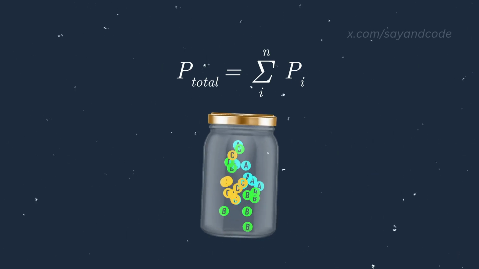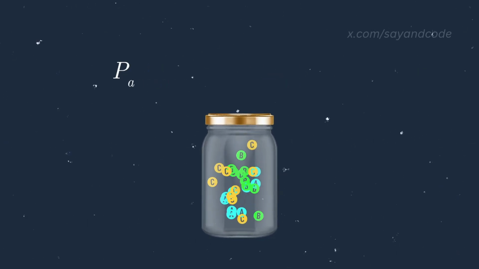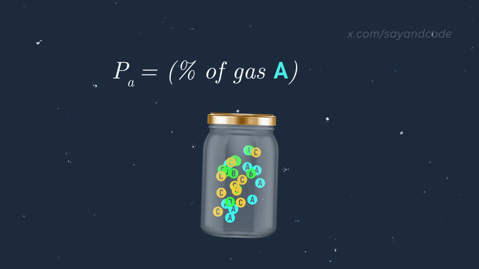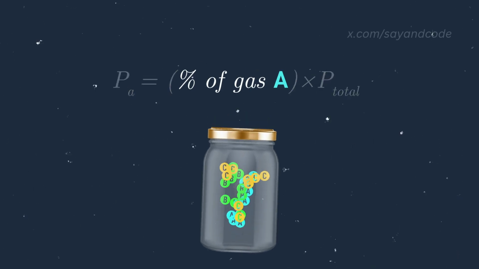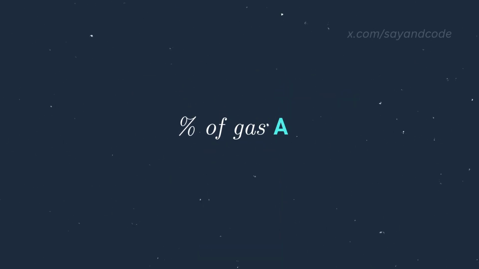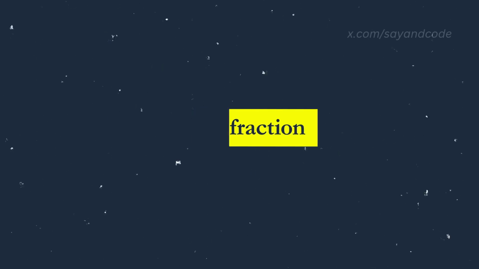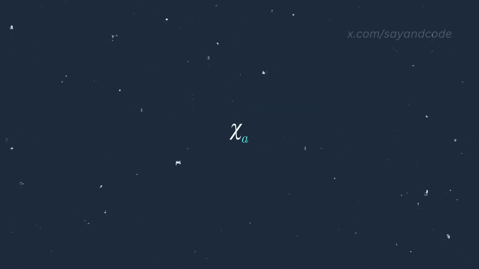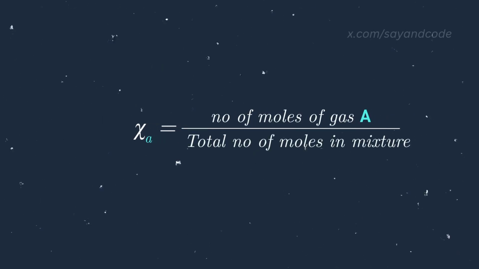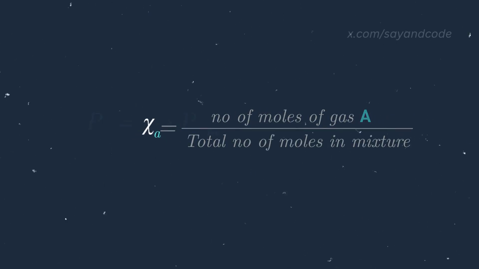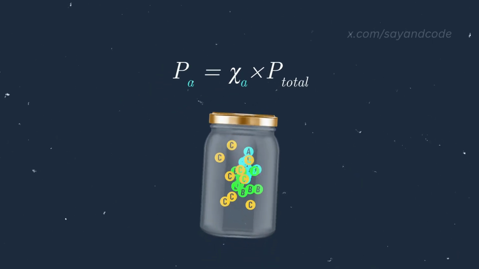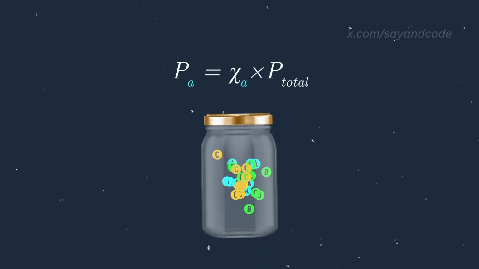He also discovered that the partial pressure of a gas depends upon the percentage of gas that is in that mixture. To measure the percentage of gas in the mixture, we use a term called the mole fraction, denoted by the Greek letter chi. Mole fraction is simply the number of moles of that gas divided by the total number of moles in that mixture. So the partial pressure of a gas in a mixture is equal to the mole fraction times the total pressure of the mixture of gases.